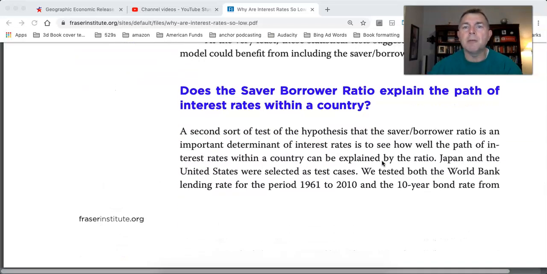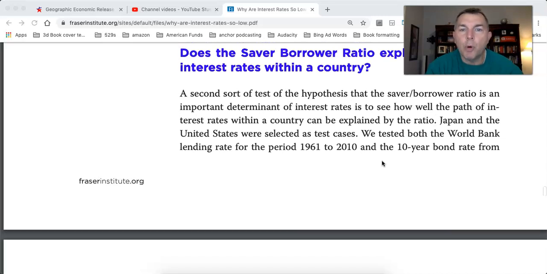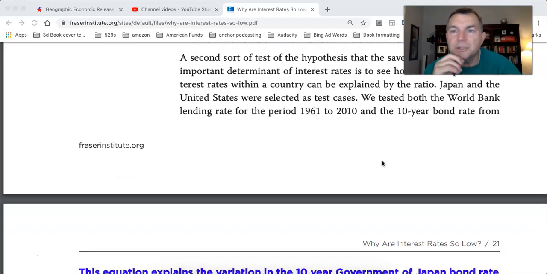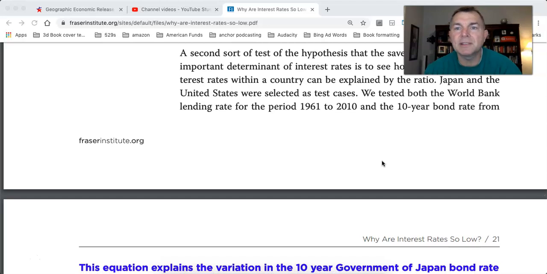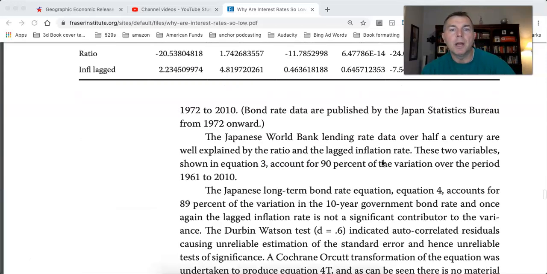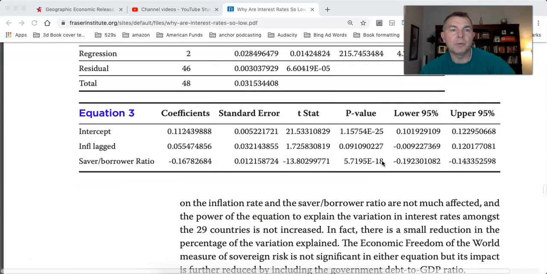Does the saver borrower ratio explain the path of interest rates within an economy, within a country? A second test of the hypothesis that the ratio is an important determinant of interest rates is to see how well the path of interest rates within a country can be explained by the ratio. Japan and the U.S. were selected as the test cases. We tested both the World Bank lending rate for the period 1961 to 2010 and the 10-year bond rate from 1972 to 2010. The Japanese World Bank lending rate over half a century is well explained by the ratio and the lagged inflation rate. These two variables are shown in equation 3. Let's see, where's equation 3? Right there.